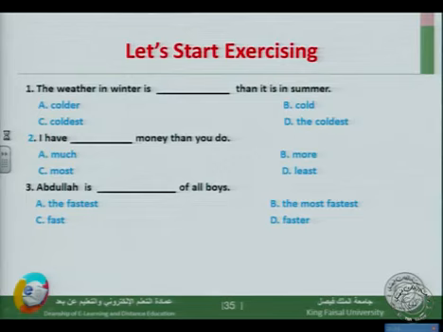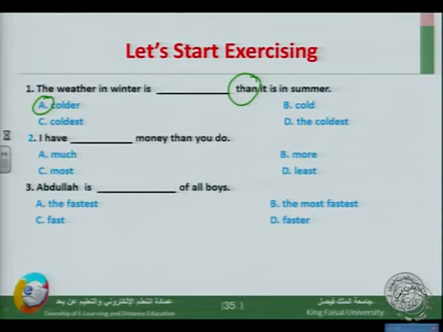Here we have kind of exercise. I want you to do it by yourself. I will just do one of these actually. The weather in winter is ___ than it is in summer. مجرد ما اطلعت على هذه الجملة I will find than, and you will come to know that, okay, it's a comparative form. Then I need to look for a comparative form of an adjective. Colder, cold, coldest. The correct answer is colder.